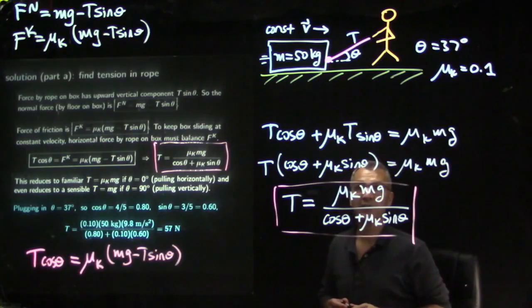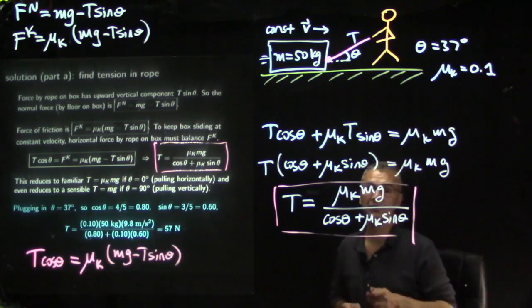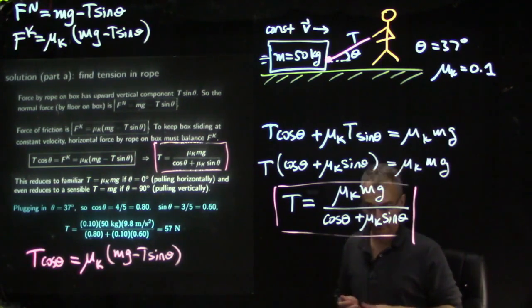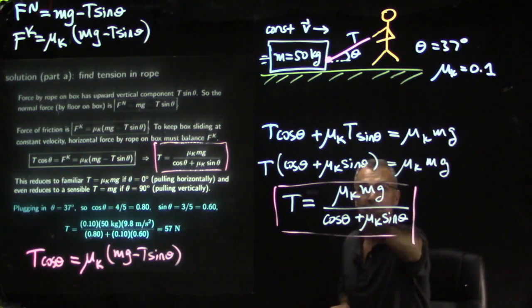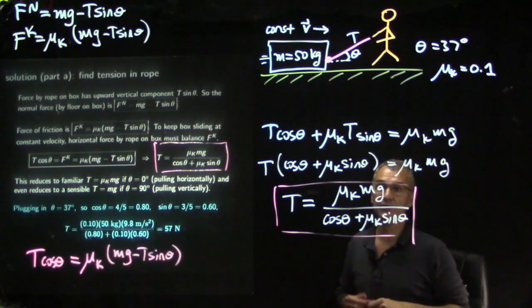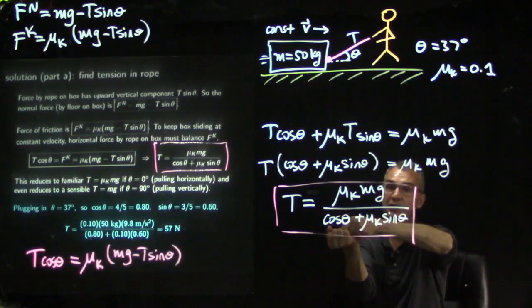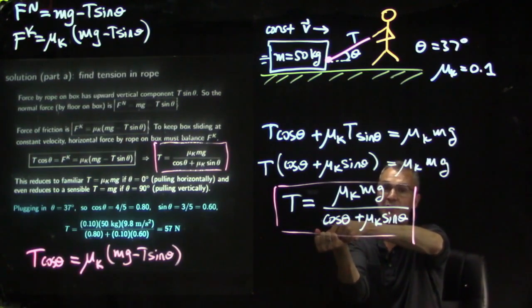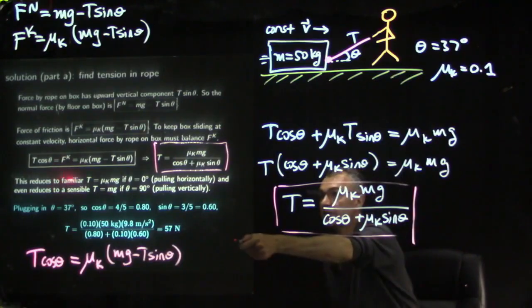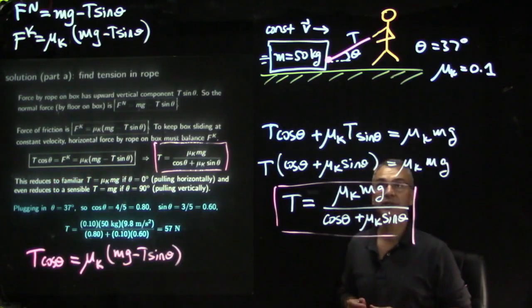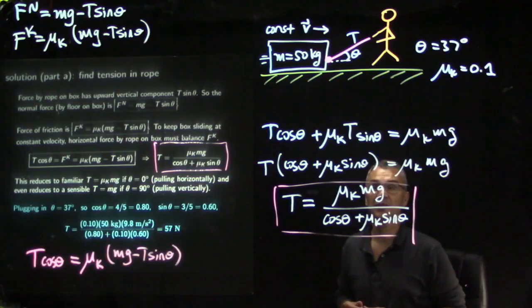And sometimes if you get an expression like this, it's worth thinking about limiting cases. If theta is 0, that means she's pulling horizontally. Then cosine theta is 1, and sine theta is 0, and you get mu k mg. That makes sense, because the tension in the rope just has to match friction, and friction would just be the normal force, which would just be mg times the coefficient of friction. So it's just what you would get if you were pulling a box not at an angle at all.